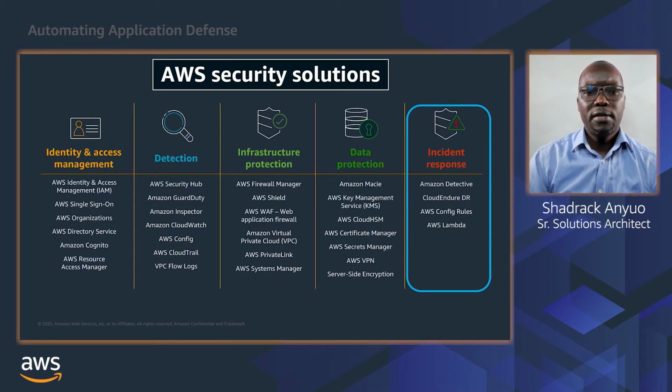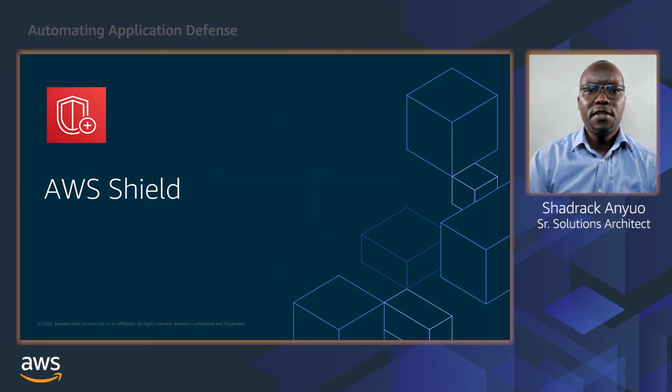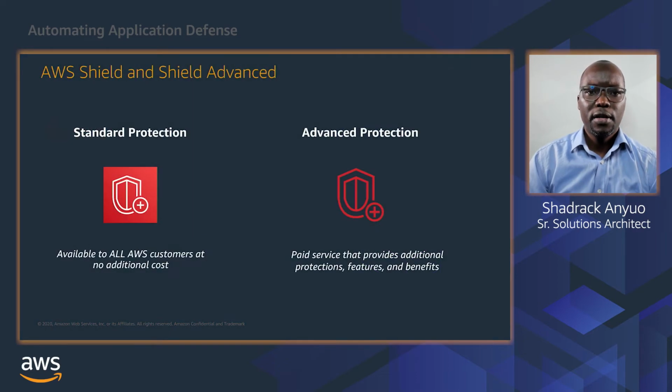Now, let me deep dive into specific services that you can use as you build mitigation layers in AWS. And the first service that we're going to look at is AWS Shield. AWS Shield is a managed DDoS protection service that safeguards applications running on AWS. It provides always-on detection and automatic inline mitigation that minimizes application downtime and latency. AWS Shield comes in two tiers. We have AWS Shield Standard and AWS Shield Advanced.